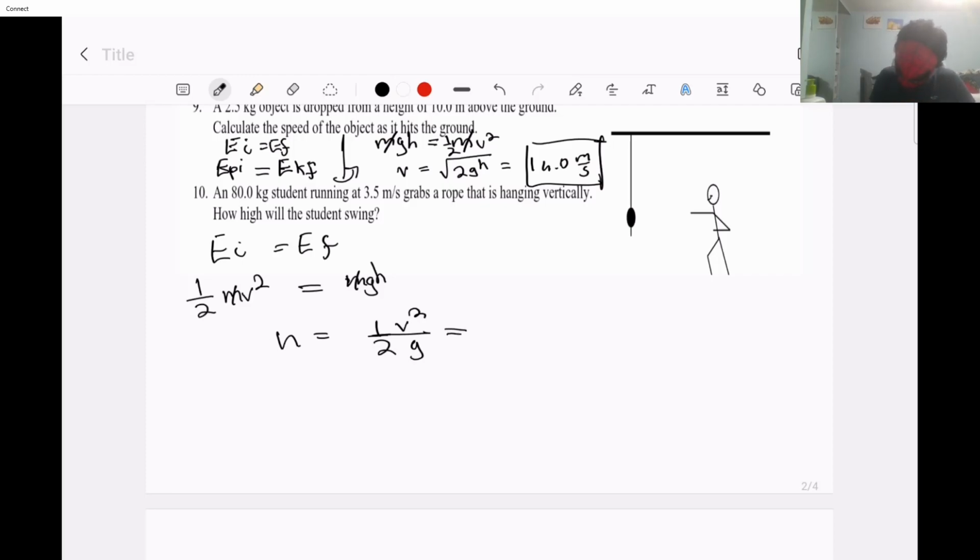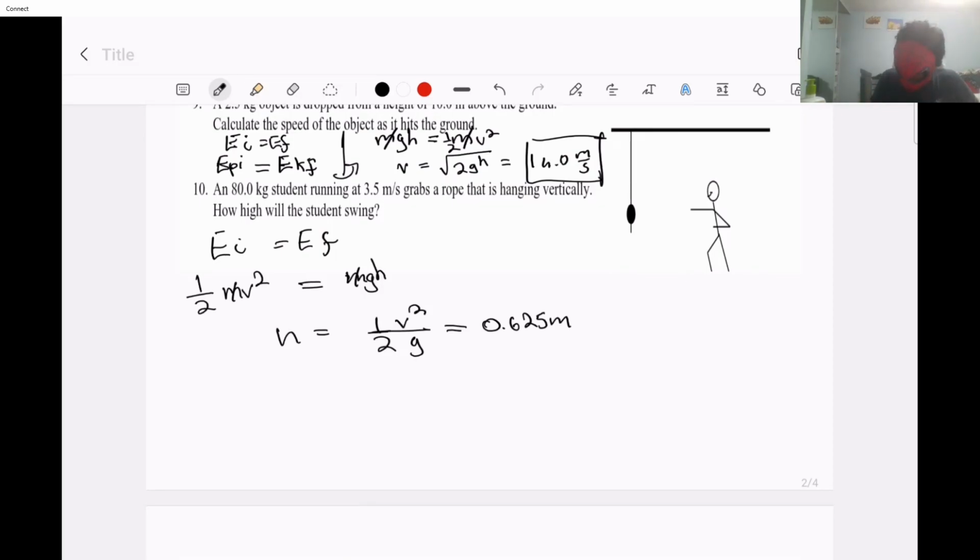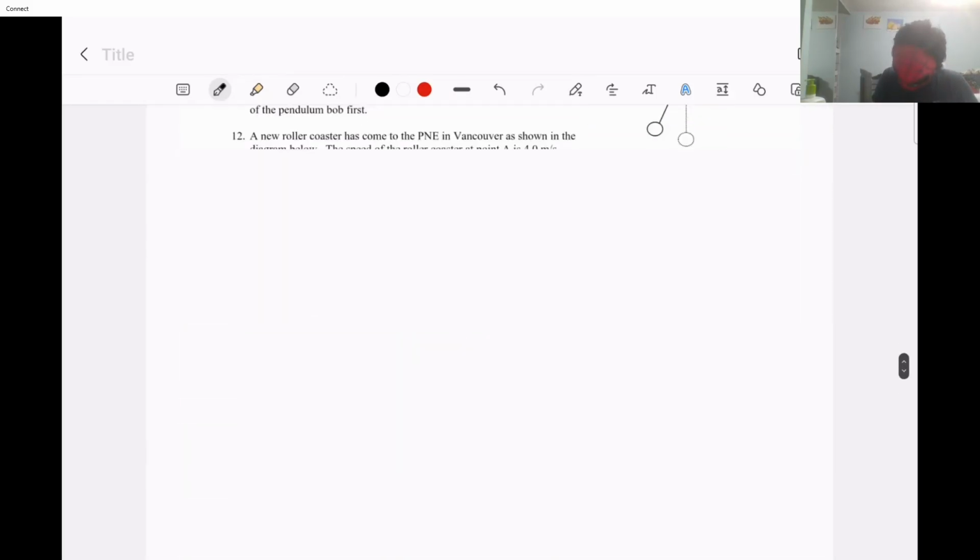So 3.5 squared over 2 times g gives 0.625 meters. But I need 2 sig figs, so that will be 0.63 meters. So next question. Okay, let's go.